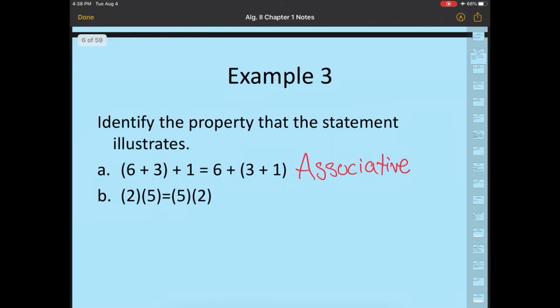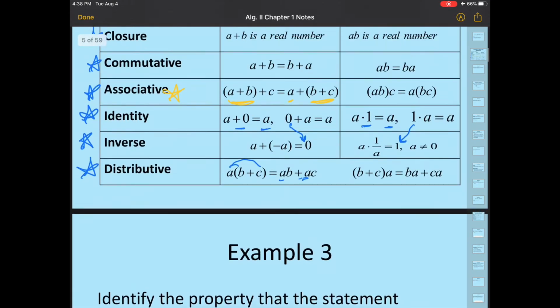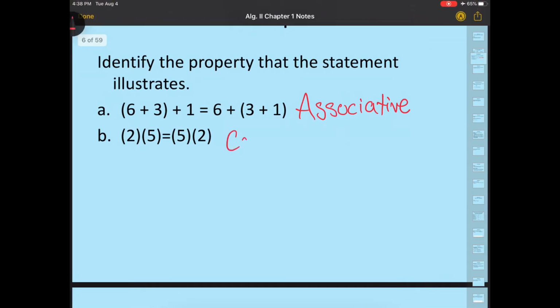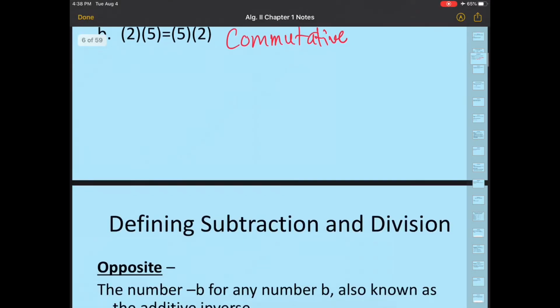And the next one, in B, it tells me, well, I'm going to take 2 times 5, but it's the same thing as doing 5 times 2. So I'm flip-flopping them around. And we've seen that up here in the commutative property. Well, if I have A times B, or a number times a different number, I can just flip-flop them around and I'll still get the same answer. So B is our commutative property. So that's our example 3.